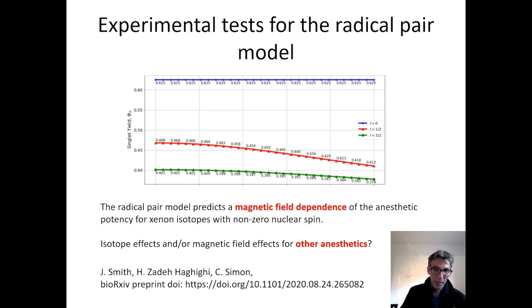Another thing that would be very interesting to study is whether one can see, so this would be for xenon specifically, but one could also definitely study whether there are isotope effects or magnetic field effects for other anesthetics, and that would then show whether this radical pair model maybe can describe, it's more general, maybe not just for xenon. We don't know that at this stage.